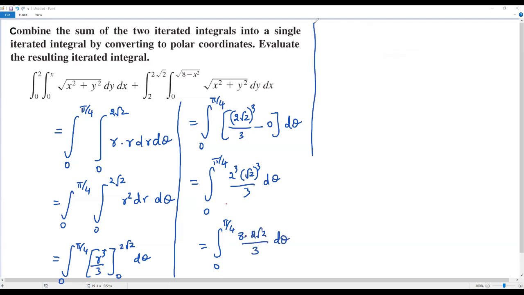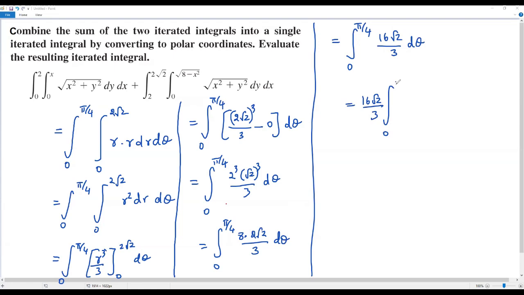Let me continue over here. Integral 0 to π/4. So 8 times 2 is 16, then 16√2 over 3 times dθ. Actually, it is a constant, so since it's a constant, it can be moved out of the integral. Then we get 16√2 over 3 times the integral from 0 to π/4 of dθ. When I evaluate the integral of dθ, it will just become θ, and for this θ we have to take the limits 0 to π/4.